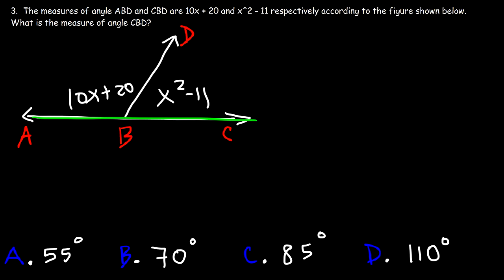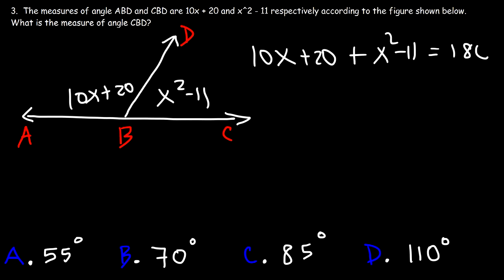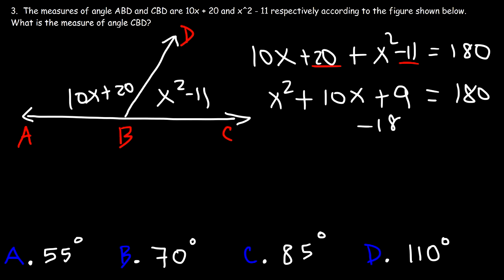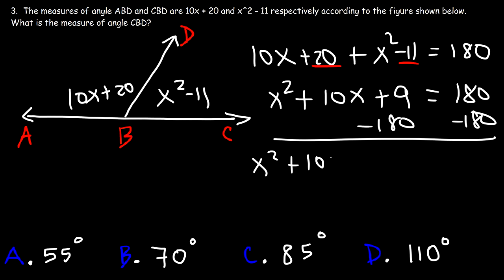Now ABC is a straight line. You could assume that if it looks straight. So therefore these two angles have to add up to 180, which means that they're supplementary. So we could say that 10x plus 20 plus x squared minus 11 must equal 180. So let's write this in standard form. X squared plus 10x, and we can combine 20 and negative 11. 20 minus 11 is 9. That's equal to 180. Now let's subtract both sides by 180. So 9 minus 180, that's a negative 171.